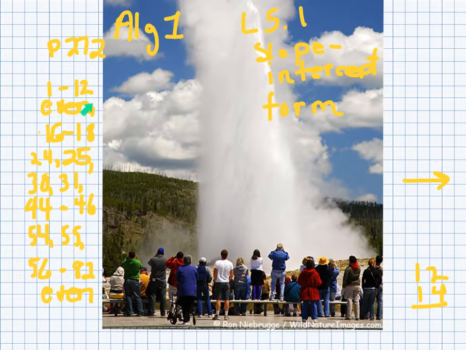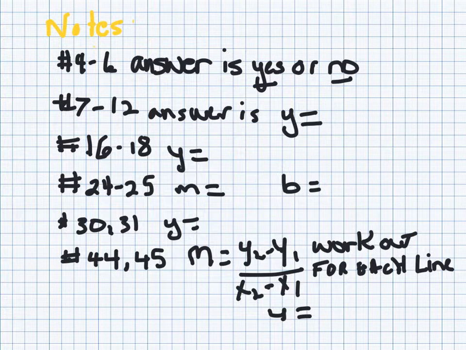Problems 1 through 12 evens, 16 through 18, 24, 25, 30, 31, 44 through 46, 54, 55, 56 through 82 even. And I have a little arrow on the side here to tell you to go to the next page where I made a few, I'm blocking out whatever was right here, I'll give you some notes. So this is just to help you know what answer is expected.